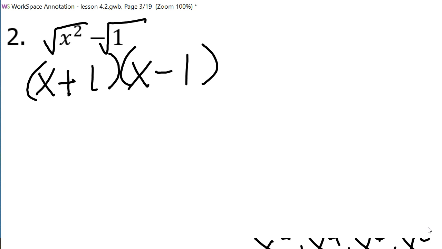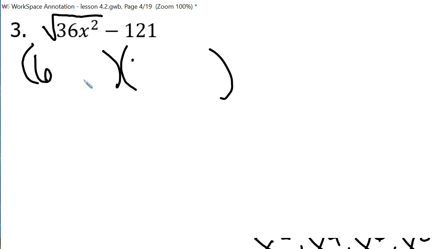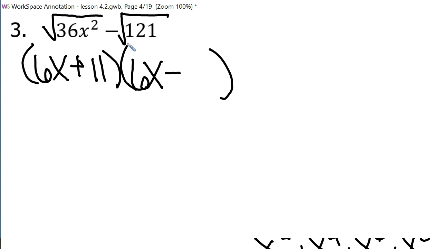Number 3, is this a difference of squares? Yes, it is. So go ahead and put your two sets of parentheses. And now we need to square root these. So what's the square root of 36? So we'll have a 6 and a 6. What's the square root of x squared? X. We'll have a 6x and a 6x. One is a plus, the other is a minus. And what's the square root of 121? 11. So I have 6x plus 11, 6x minus 11.